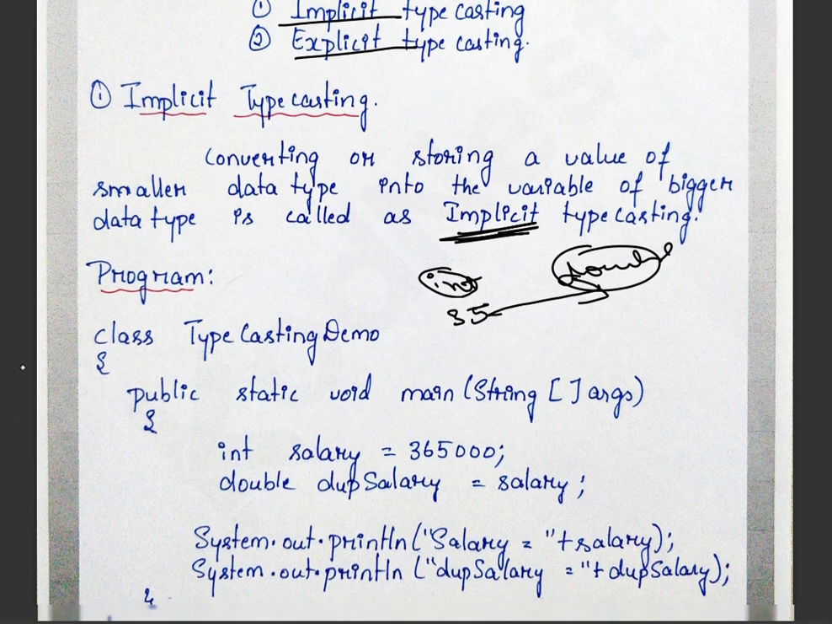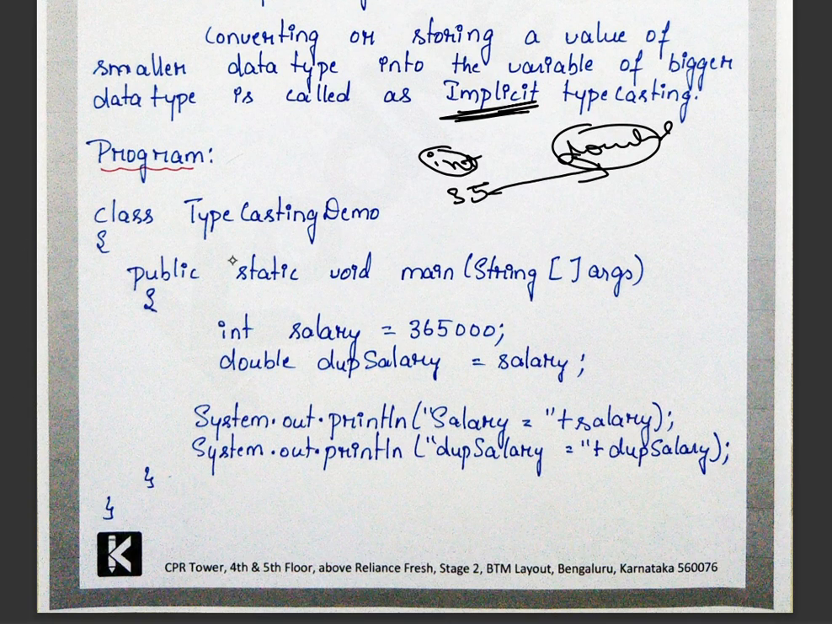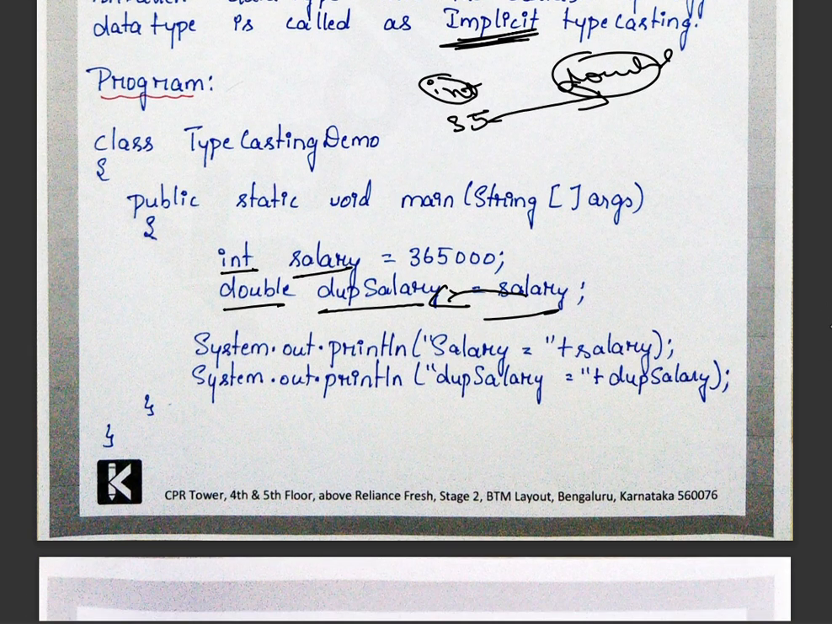Just see the program: class TypecastingDemo, public static void main(String[] args). First we have declared the salary variable as int. Next we have a double, dupSalary, equals salary. So we are assigning this salary to dupSalary, but in double. So we are typecasting here. Then we print the normal salary and the duplicate salary.